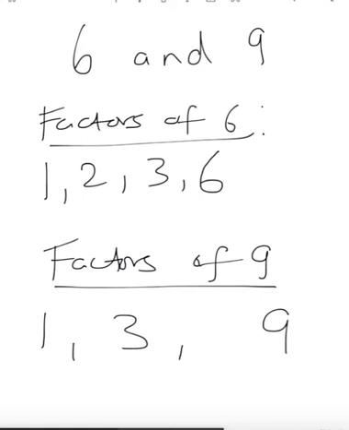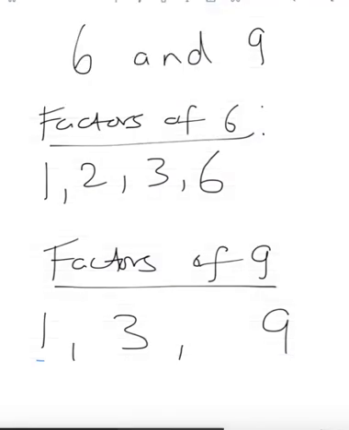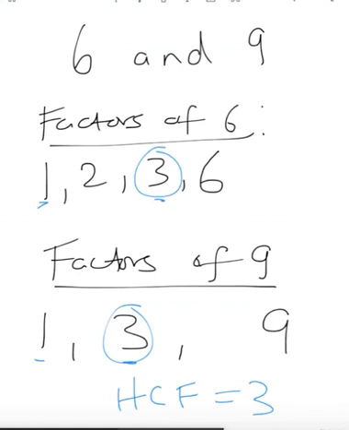Now that I can see the factors of each of these numbers, I'm going to compare them. I can see 1 is a common factor, 2 isn't, 3 is, 6 isn't, and that's it. So it has 2 common factors, 1 and 3. And which one is the highest one? The highest or largest number is 3. So the highest common factor of 6 and 9 is simply 3. That's how easy it is. So to do this, write the factors of each number and circle the highest common one.